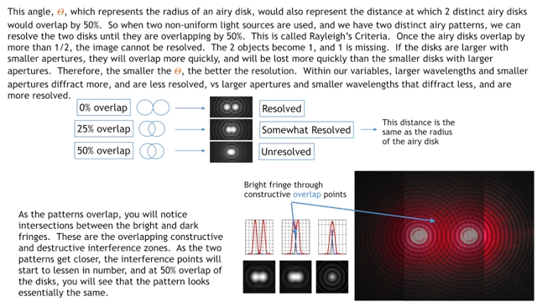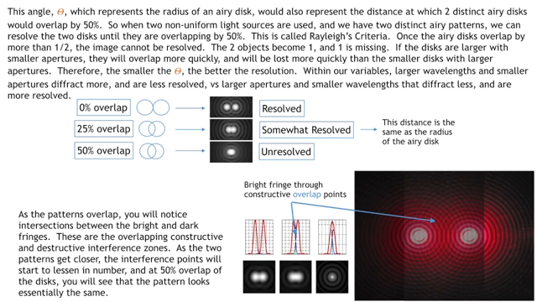So this angle, theta, which represents the radius of an Airy disk, would also represent the distance at which two distinct Airy disks would overlap by 50%. So when two non-uniform light sources are used and we have two distinct Airy patterns, we can resolve the two disks until they are overlapping by 50%. So this is called Rayleigh's criteria. Once the Airy disks overlap by more than 1/2, the image cannot be resolved, and we'll see that here in a minute. The two objects become one, and one is missing. If the disks are larger with smaller apertures, they will overlap more quickly and will be lost more quickly than the smaller disks with larger apertures.